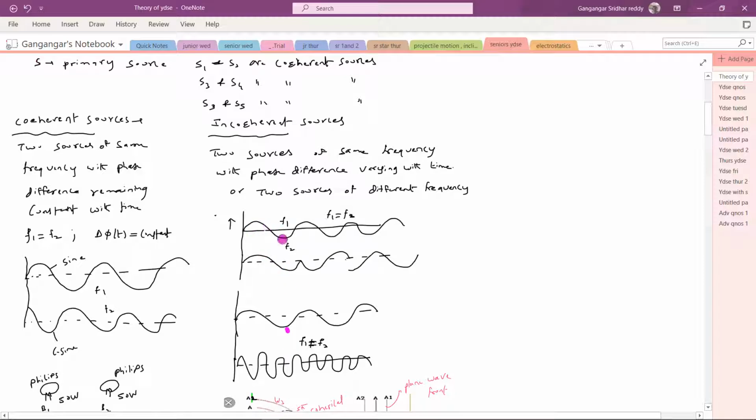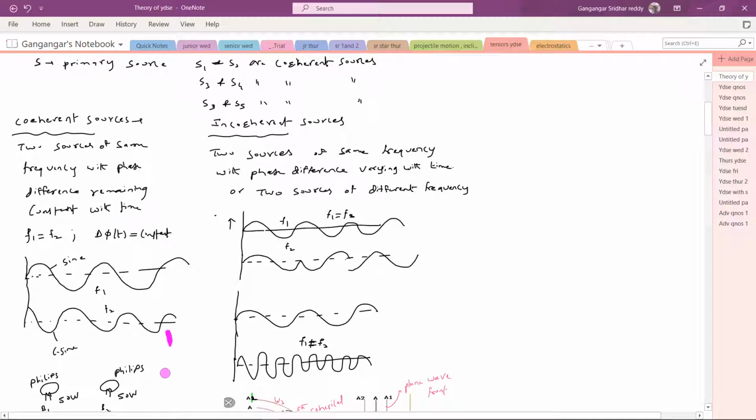What about this? They are incoherent. You can see the phase difference is varying with time. So definitely these two are also incoherent. So here we are going to come across the words coherent and incoherent. Once again, two sources of the same frequency with phase difference remaining constant with time are said to be coherent.